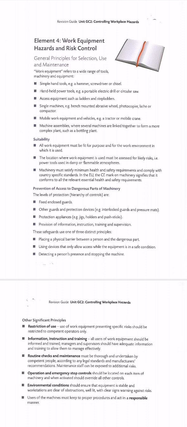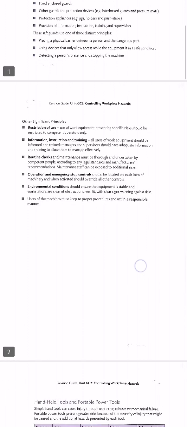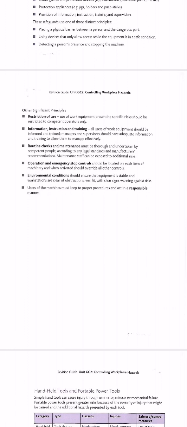So also you have to detect a person. Whenever a person comes around, you have to stop. You have to be conscious of your surroundings, you the operator, right? Or you the banksman, right? Then I'm going further to explain other significant principles. What are the other significant principles? I'm going to mention 6 significant principles.